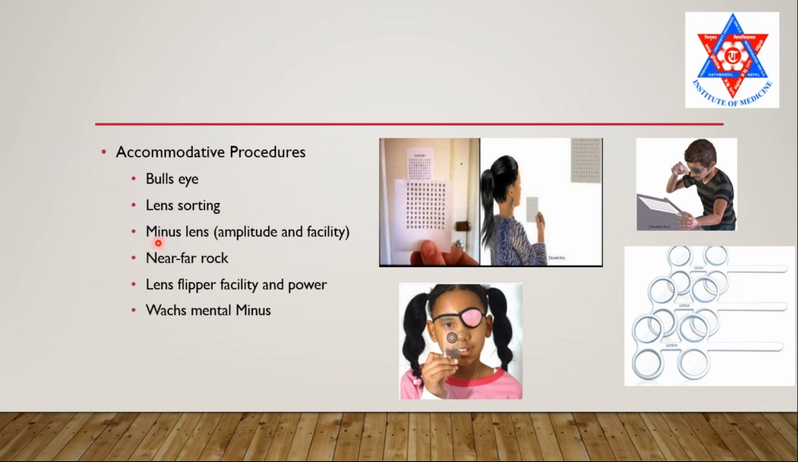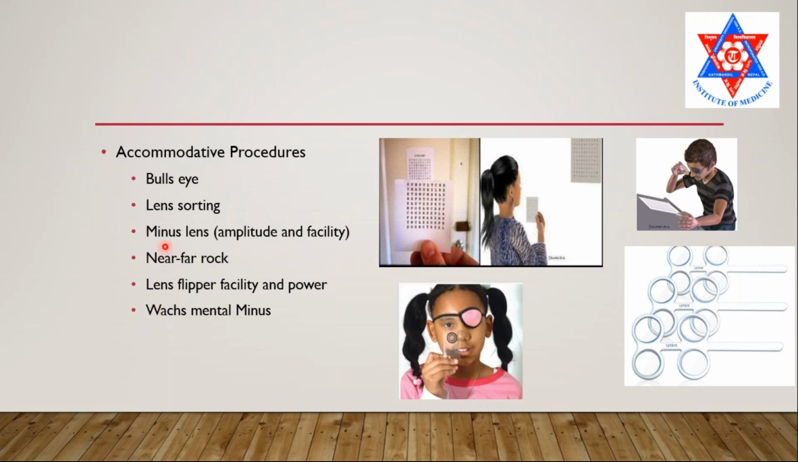The next procedure is the minus lens, which helps in increasing both the amplitude and facility. The next procedure that we can do in the accommodative procedures for the child with amblyopia is the near far rock, as shown in these pictures. After a bit of improvement in all these things, we can go with the lens flipper, which helps in increasing the facility, and also the watch mental minus, which gives feedback to the patient regarding his concrete accommodative activities.